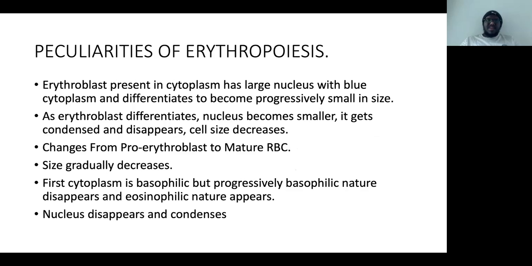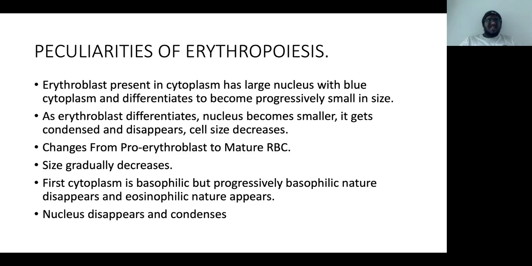Next is peculiarities of erythropoiesis. Erythroblast has a large nucleus with blue cytoplasm and differentiates to become progressively smaller in size. As erythroblast differentiates, the nucleus becomes smaller, condenses, and disappears, and the cell size decreases. Changes from proerythroblast to mature RBC: size gradually decreases. First the cytoplasm is basophilic, but progressively the basophilic nature disappears and eosinophilic nature appears.